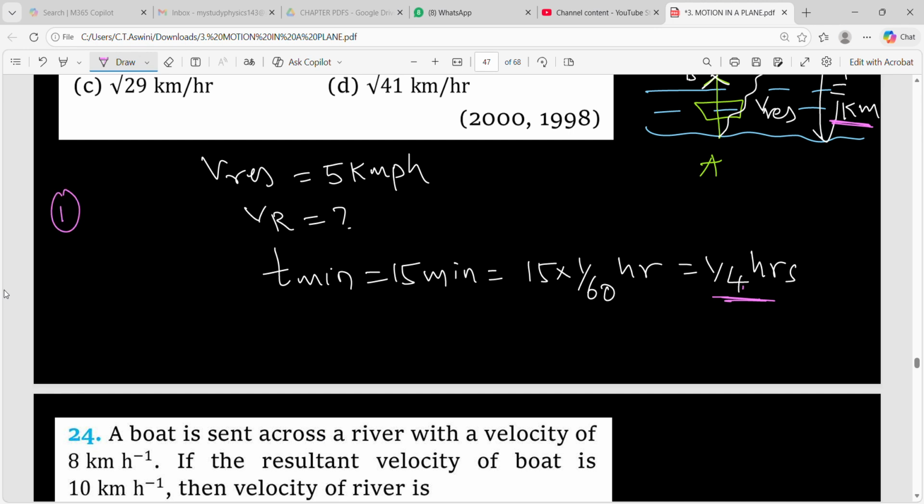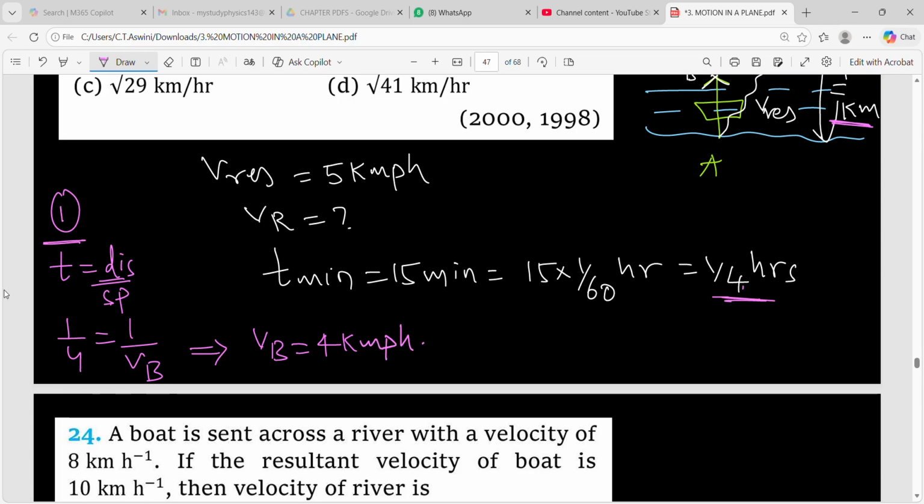Time is equal to distance upon speed. So time is 1 by 4, distance is 1 kilometer, upon what is the speed? It's nothing but the velocity of the boat in still water. So what is the velocity of the boat now? It is 4 kilometers per hour. Is this point clear? First point.